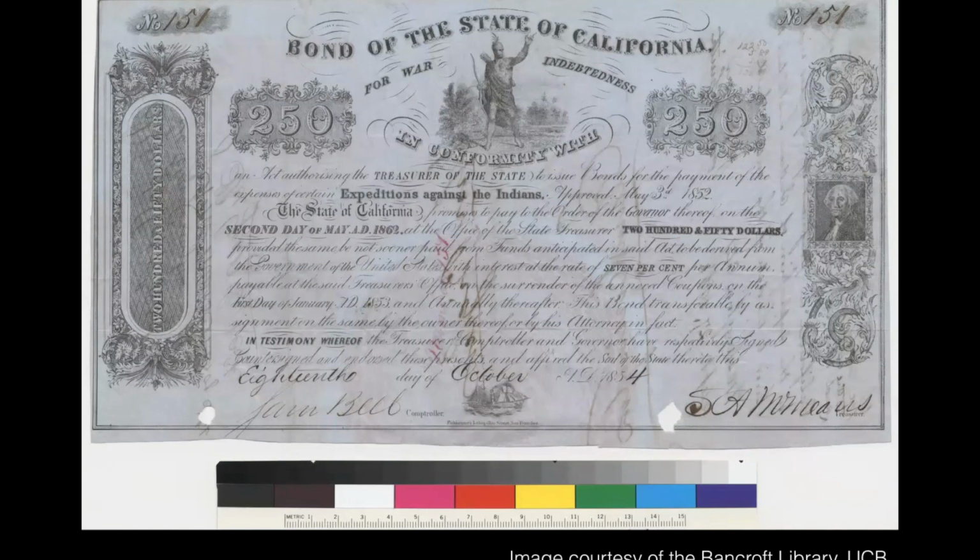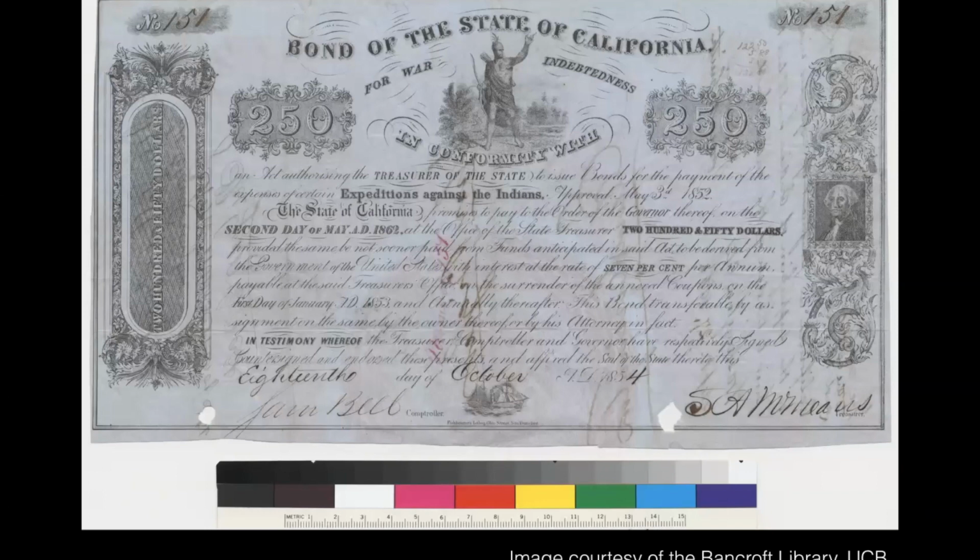This is a picture given to us courtesy of the Bancroft Library at UC Berkeley. It shows that a bond is created in the amount of $250. And if you look right under the artwork there, you can see in boldface type, it says "for expeditions against the Indians." So if you think of bonds today, we sell bonds for improvement to roads and schools and infrastructure. But in the 1850s and 60s, California was selling bonds for the extermination of Native Americans.